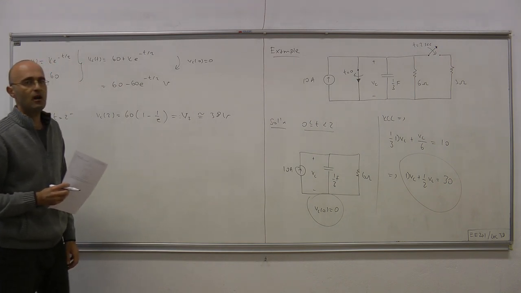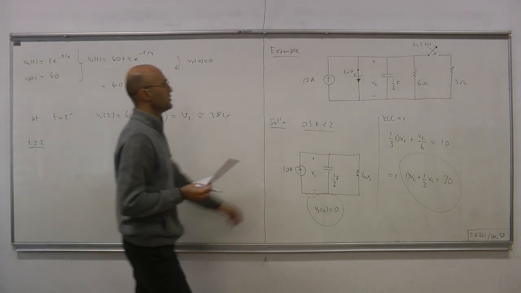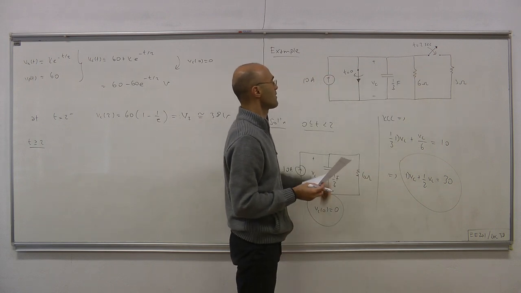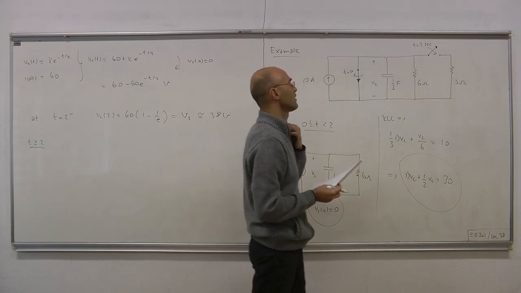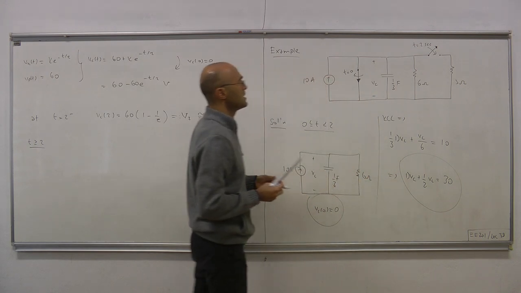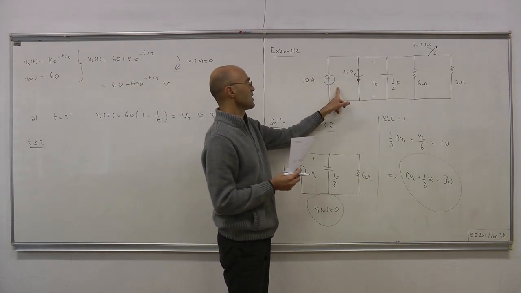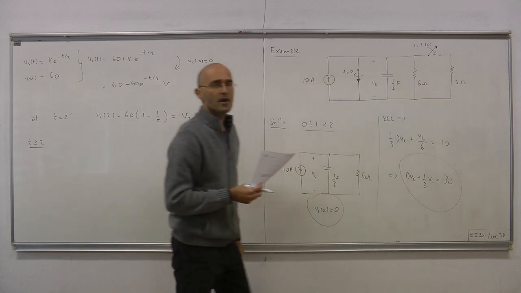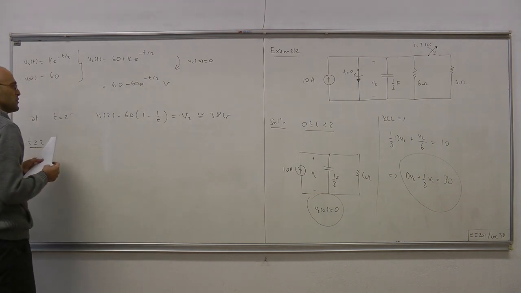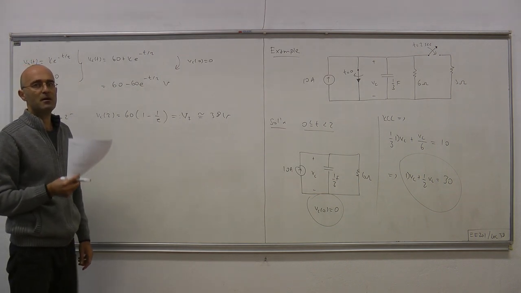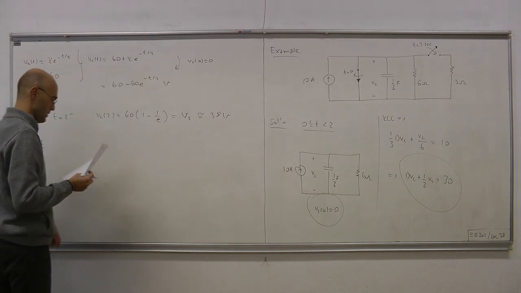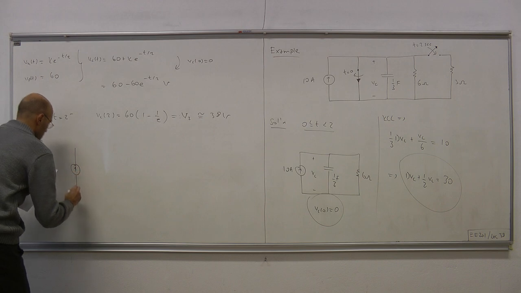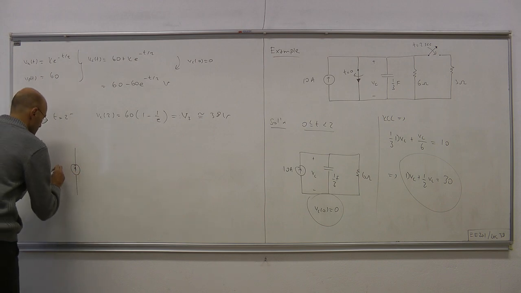Now, let's consider the case for t larger than or equal to 2. This switch is open at t equals 0, and at t equals 2, this switch closes. Therefore, for t later than 2 seconds, what we have is the capacitor in parallel, and we have 6 and 3 ohms that are parallel. Now, 6 and 3 ohms in parallel can be represented by a single equivalent resistor with resistance 2 ohms. Hence, for t larger than 2, we have to consider this circuit.